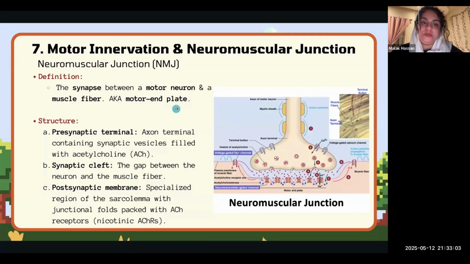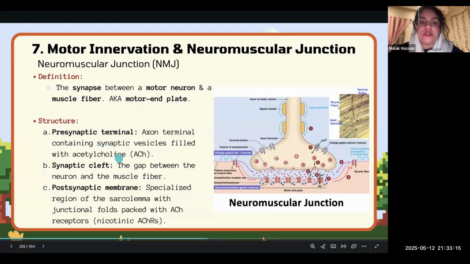The neuromuscular junction is the synapse between a motor neuron and a muscle fiber. And this is also called the motor end plate, okay? And the structure here is that you have a presynaptic terminal. The axon terminal will contain the synaptic vesicles, which are filled with acetylcholine, and the synaptic cleft will have the gap between the neuron and the muscle fiber.